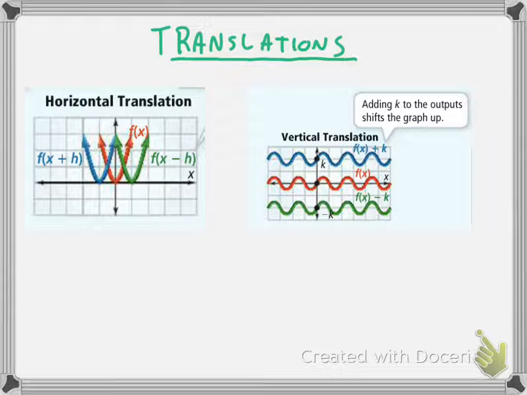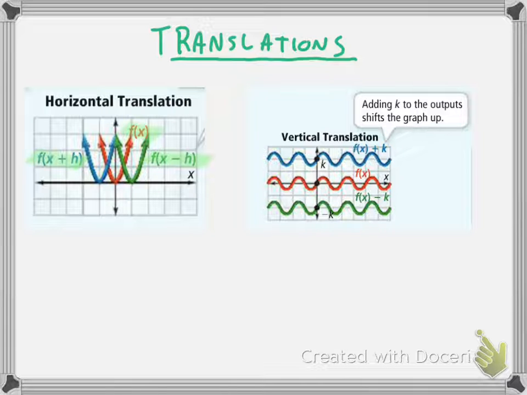For horizontal translation, we need to add or subtract a number within the input. We have the parent function f of x. If I want to move something to the right, I would have something like f of x minus h. The key there is that the number we're subtracting is in the parentheses. Similarly, if I want to move something to the left, I would do f of x plus h. Again, the key is that if we want a horizontal, or left to right, shift, we add or subtract the number within the parentheses, or within the input.